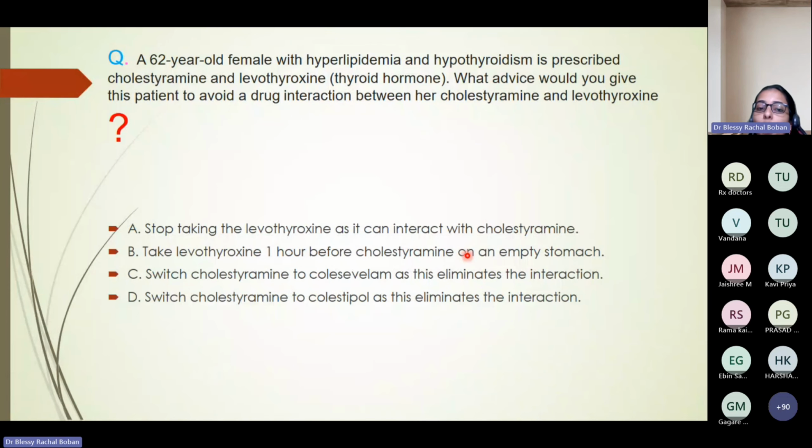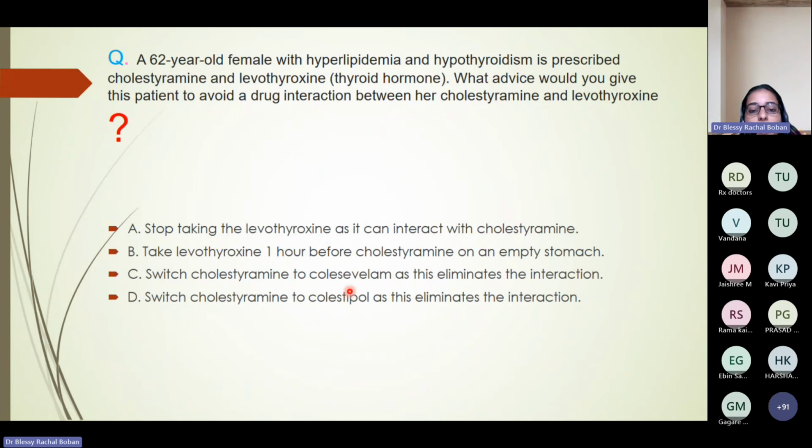Then the next option is taking levothyroxine with a gap. That can be correct, because levothyroxine you have to take on an empty stomach, even with plain water, because if you take it with tea, coffee, or milk, they may interact with levothyroxine. So you cannot give levothyroxine with milk or coffee, only with plain water. And switching cholestyramine to colesevelam or colestipol won't work, because all these belong to bile acid sequestrants, the same class of drugs, which bind other agents. So you cannot switch. That's not the remedy.